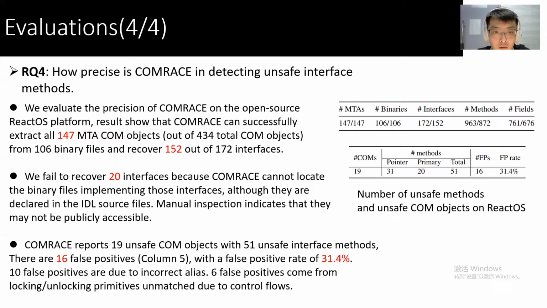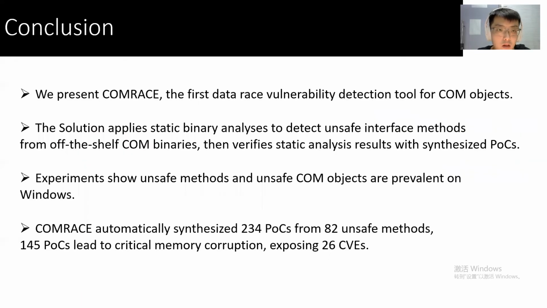We failed to recover 20 interfaces because COMRace cannot locate the binary file implementing those interfaces, although they are declared in the source files. Manual inspection indicates that they may not be publicly accessible. COMRace reports 19 unsafe COM objects with 51 unsafe interface methods. There are 16 false positives, with a false positive rate of 31.4%.